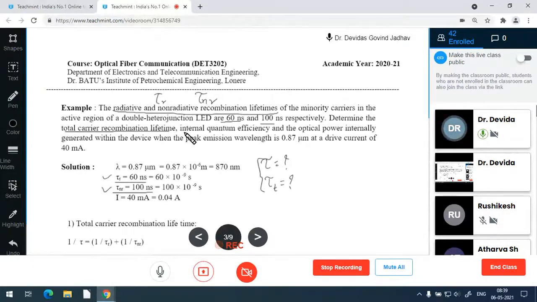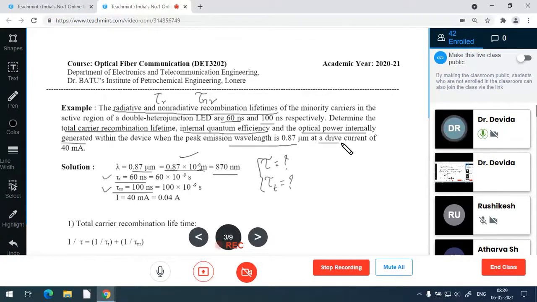We have to find out also the internal quantum efficiency, and we have to find out the optical power internally generated, P internal, within the device. When the peak emission wavelength lambda is 0.87 micrometer, that means 0.87 × 10^-6 meters or 870 nanometer. We have to take this into calculation, 0.87 × 10^-6 meters, because we always take values in meters.